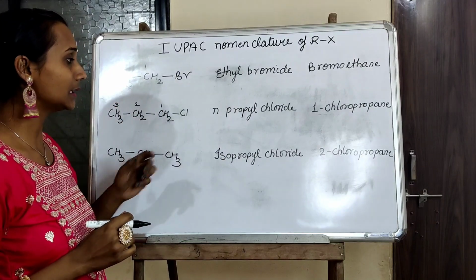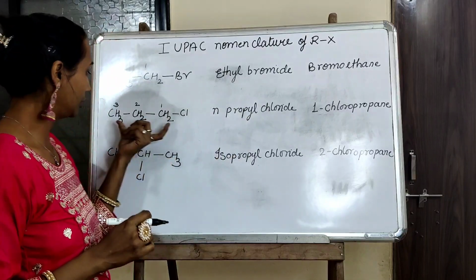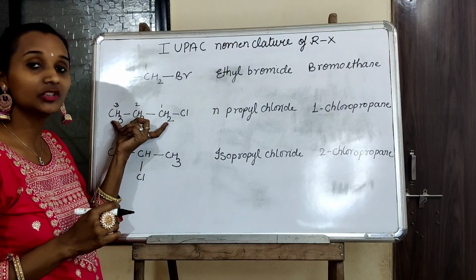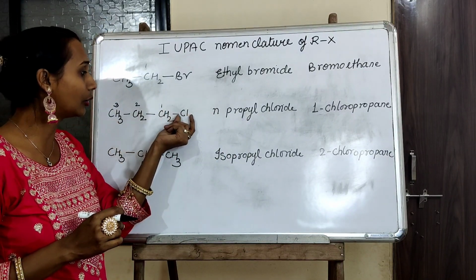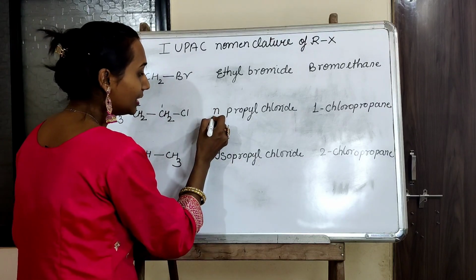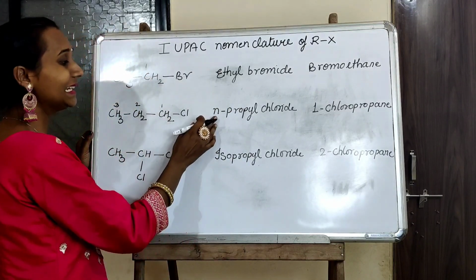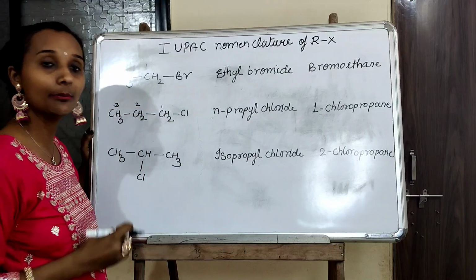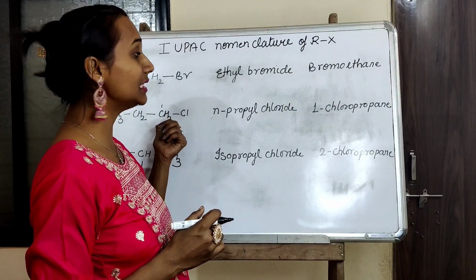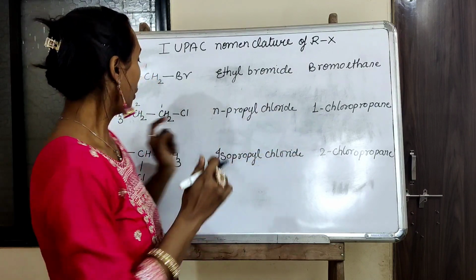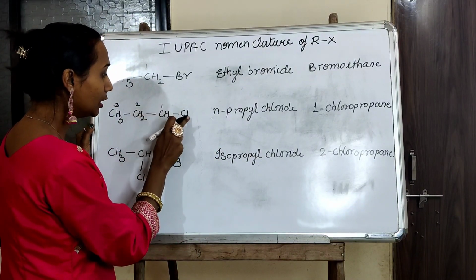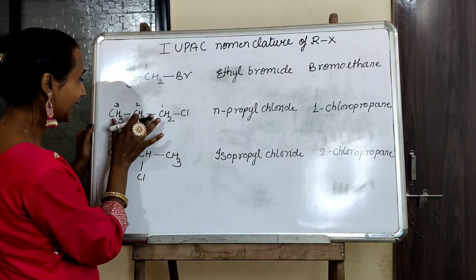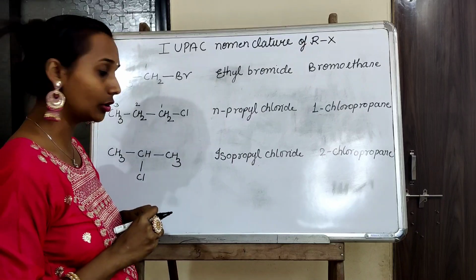Let us move towards the next example where there are a total of 3 carbons. 3 carbons means propyl. So you can see the part which is known as propyl chloride. We have written here n, which indicates the straight chain compound. And the name of this compound is 1-chloropropane because all are single bonds.